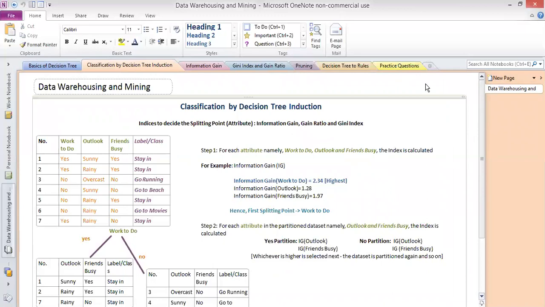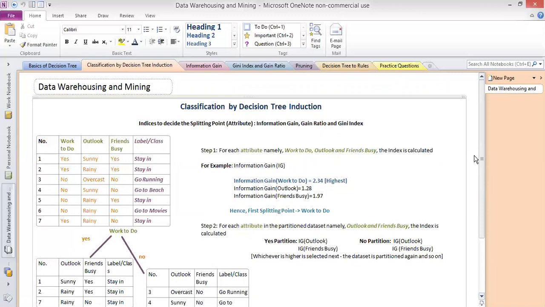As I said, we'll be using the indices to select the splitting point or the attribute, the order of these attributes. On the left hand side you can see the data set, and on the right hand side you can see the steps. For the first step, out of the three of them, I'm right now selecting information gain as the index: information gain, gain ratio, and Gini index. All three serve the same purpose. All three can be used for selecting the splitting point. At a time, you can make use of only one of them, right? So right now I'm selecting information gain.